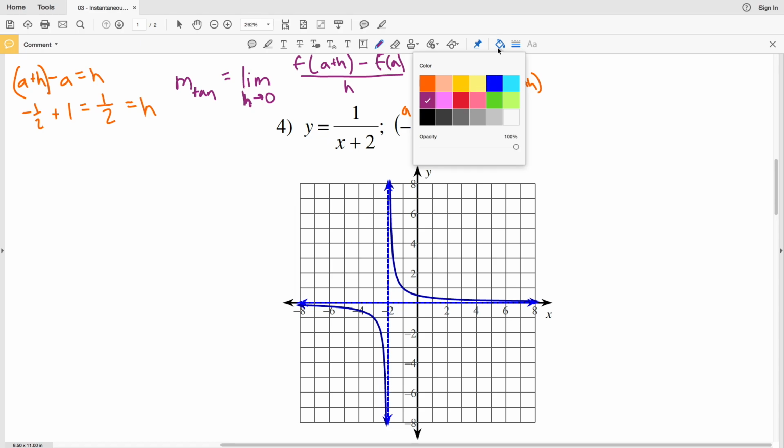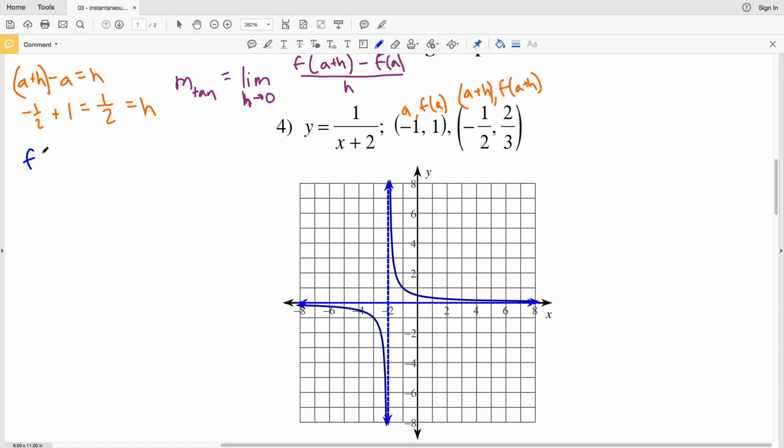Now let's find the slope of that secant line. So I'm going to have f of a plus h minus f of a all over h. f of a plus h is 2/3, and I'm subtracting f of a, which is 1, and that's all over 1/2. 2/3 minus 1 is going to be a -1/3, so I'll have -1/3 over 1/2, but dividing by 1/2 is the same as multiplying by 2. So -1/3 times 2 is a -2/3. So -2/3 is the slope of my secant line.